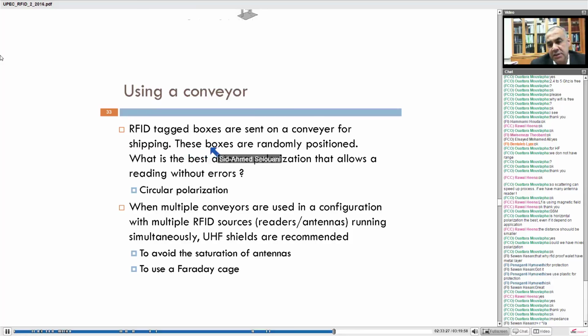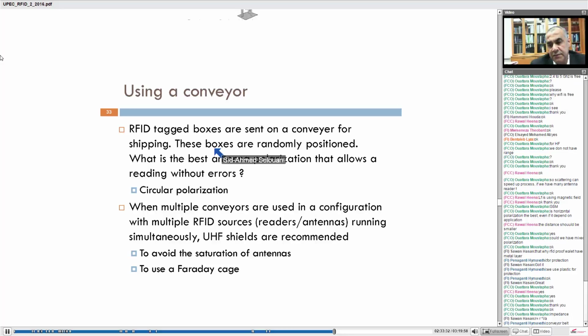Using a conveyor. Conveyor, c'est un convoyeur, c'est un tapis roulant. Okay, conveyor. Usually in a warehouse or in industries, we are using conveyors, l'aéroport, par exemple. So you have boxes traveling on the conveyor belt.